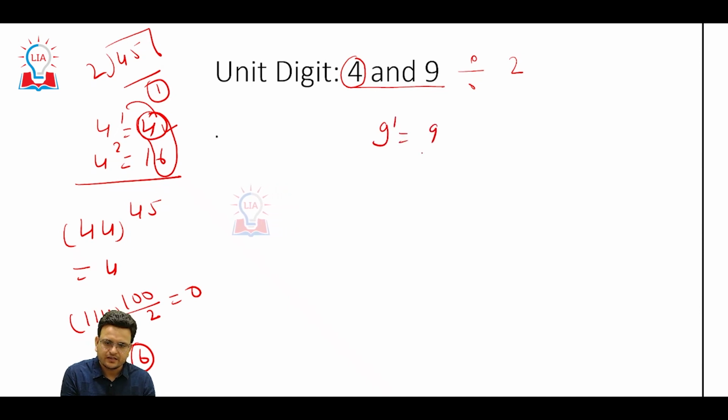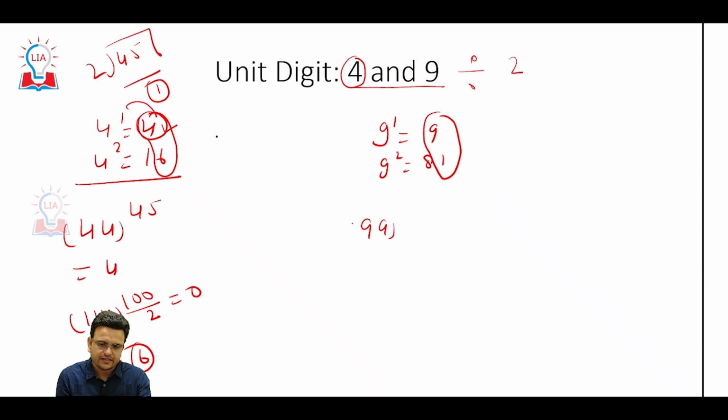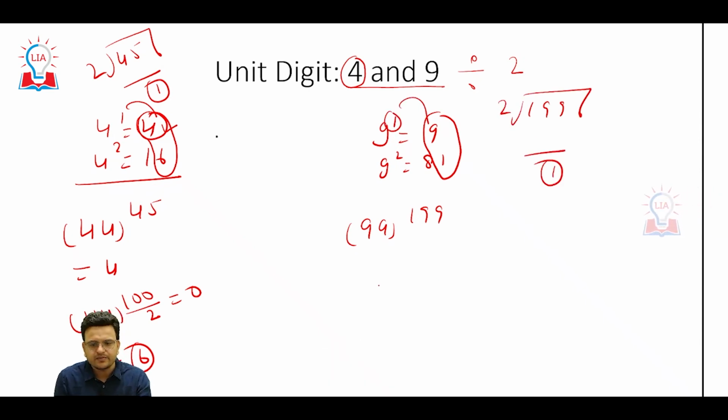Same way we can solve here also. 9, 81. So whenever any number is ending with 9, whatever power will be, unit place will be only two numbers, that is 9 and 1. Consider 99 to the power 199. When we divide 199 by 2, remainder is 1. When remainder is 1, unit place will be 9. So hopefully you are able to understand.